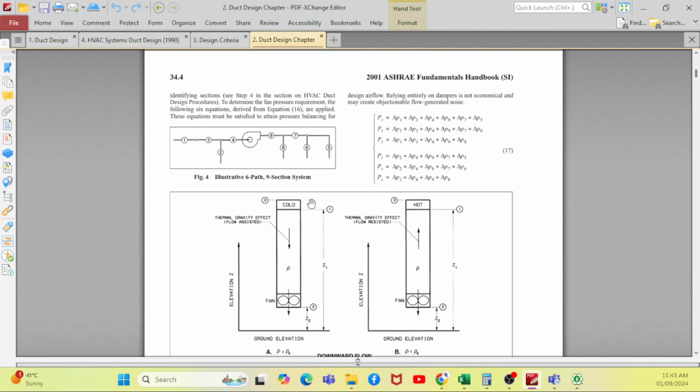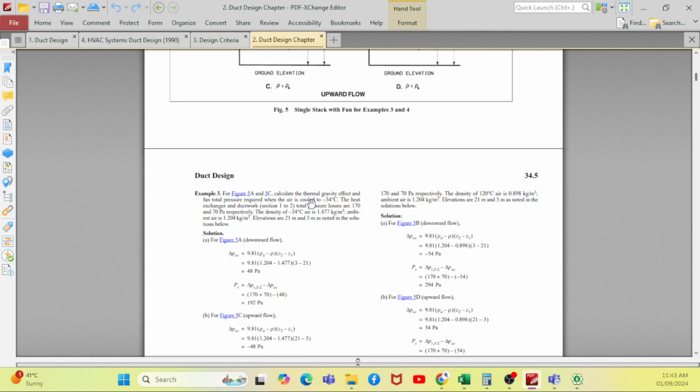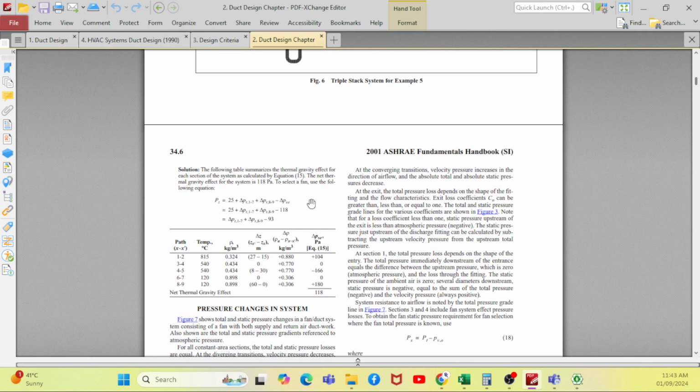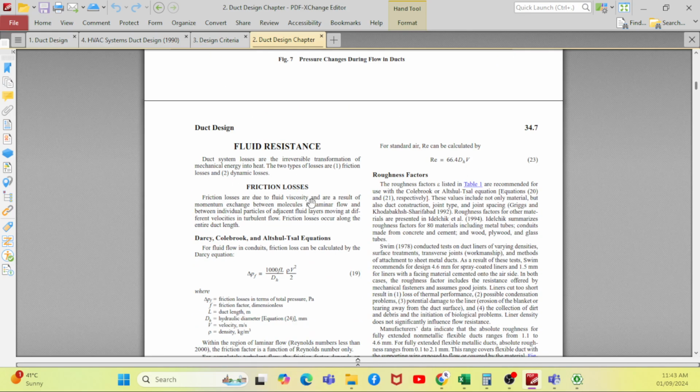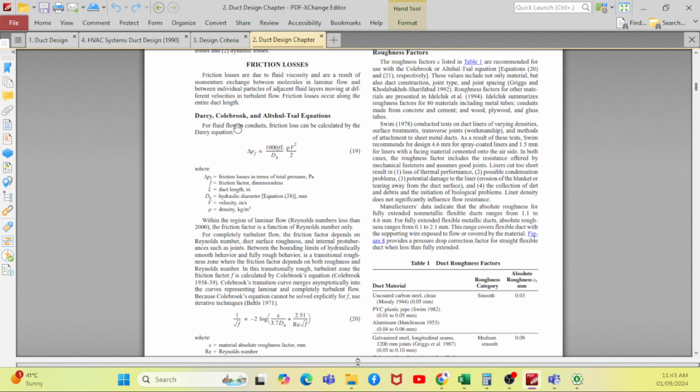To calculate the static pressure, there is another equation based on the Darcy-Colebrook and Altshul-Tsal equations. If you see this equation, you can find the pressure drop by using it: 1000 F L divided by D_H, times rho V square by 2. This F is nothing but the friction factor, which depends upon the type of material.